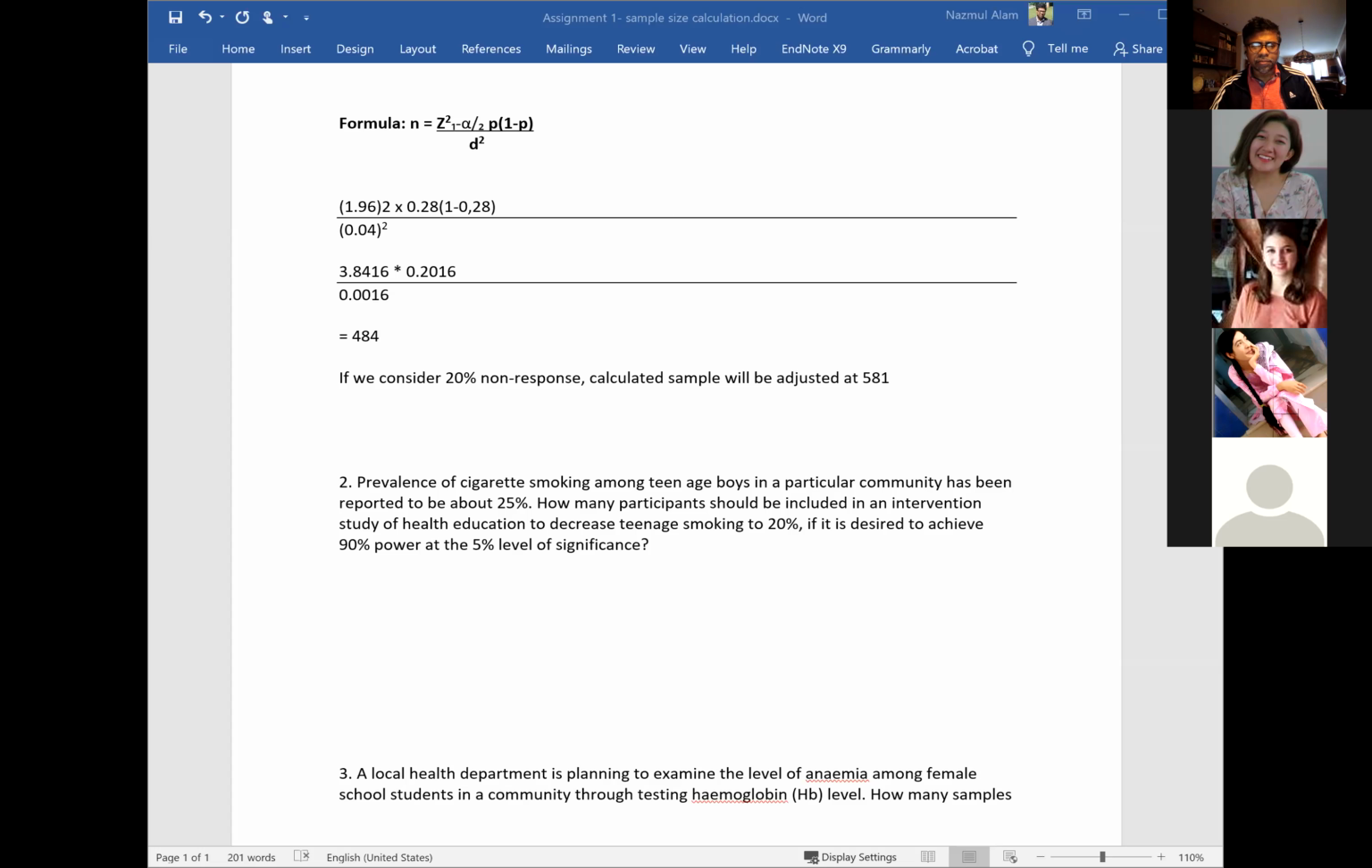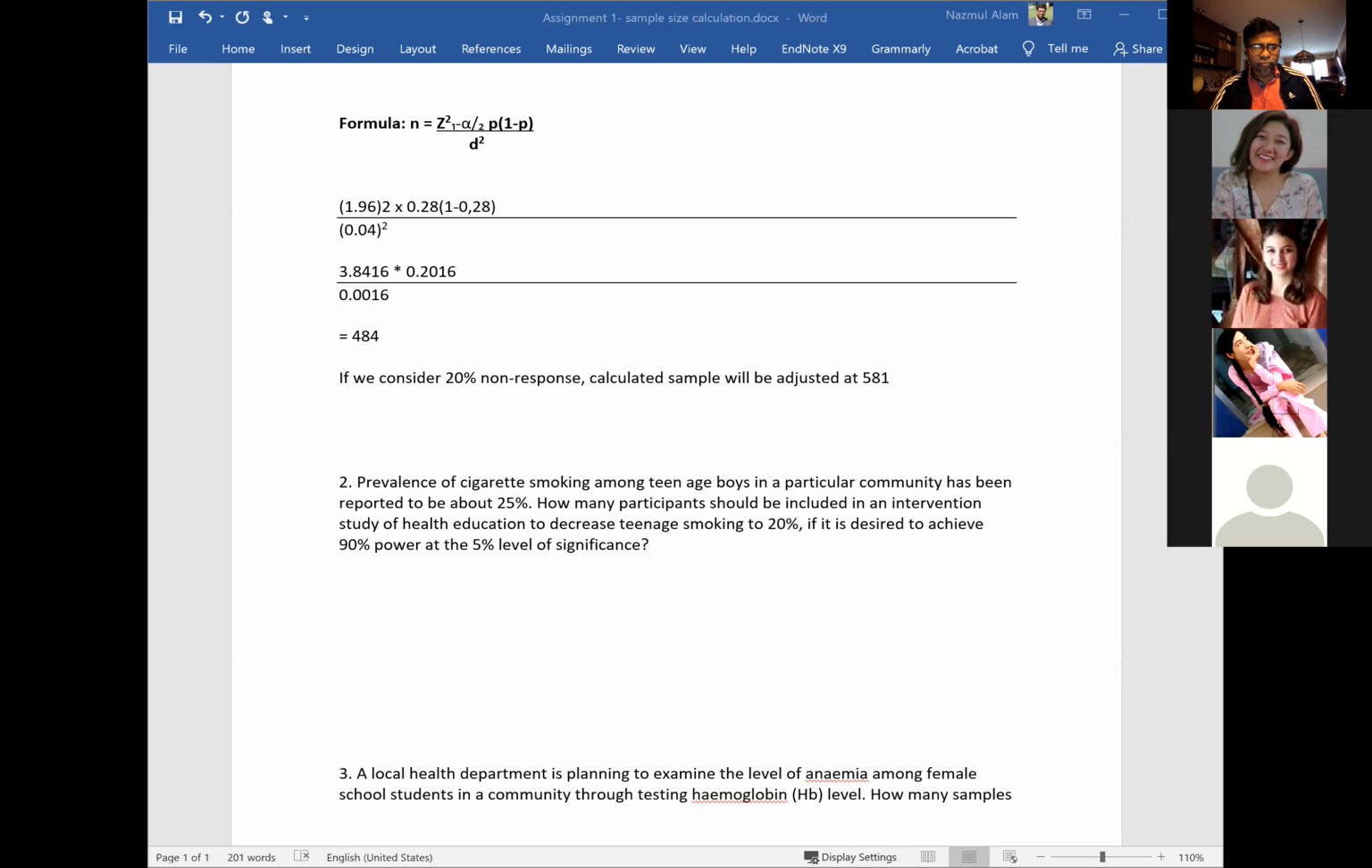Previous surveys have demonstrated, on page number 22, that the prevalence of dental caries among school children is 25%. So how many children should be included in a test to decrease the prevalence of dental caries after an intervention, if the desired power is 90% sure, detecting a rate of 20% at the 5% significance level? So 90% power. So the example is that one.